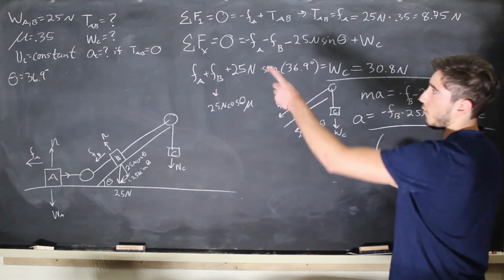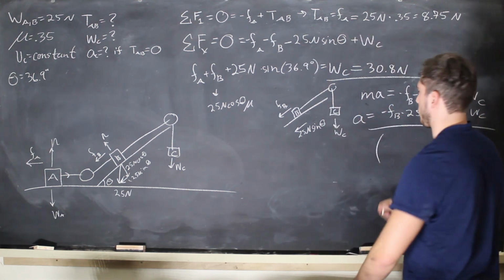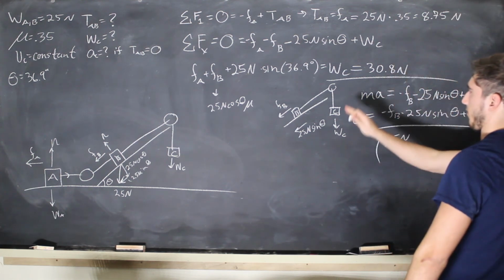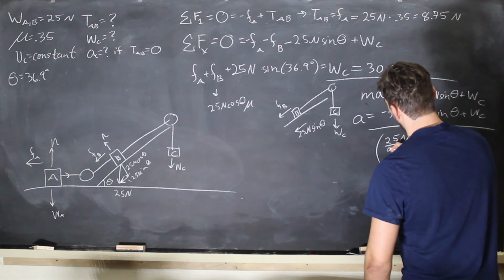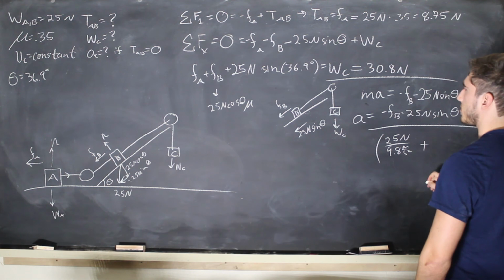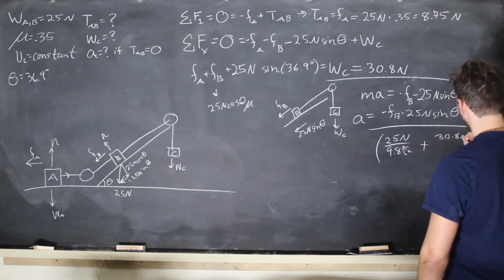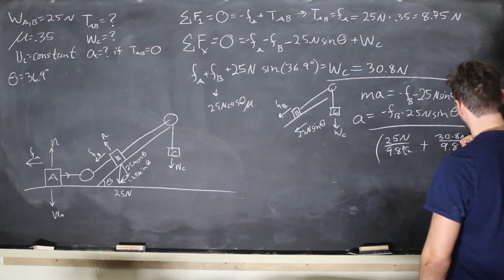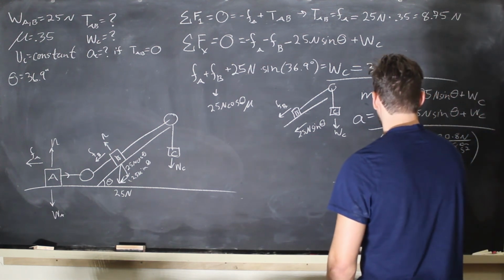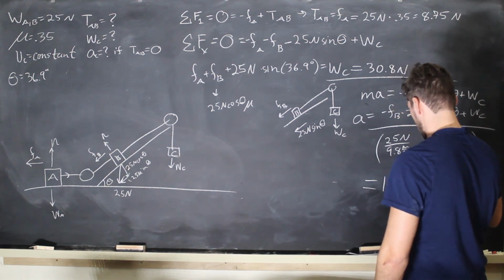We get weight by doing mass times acceleration. The weight downwards is mass times the acceleration of gravity. So we're going to have 25 newtons, which is the weight of the box B, over 9.8 meters per second squared, plus the weight of C, which was 30.8 newtons, over 9.8 meters per second squared. And if we plug that into a calculator, we're going to get 1.54 meters per second squared.